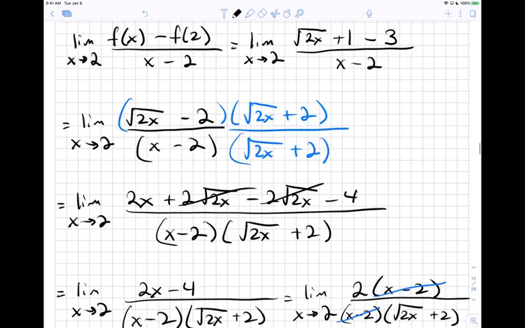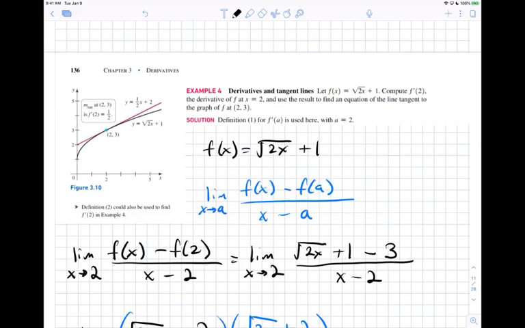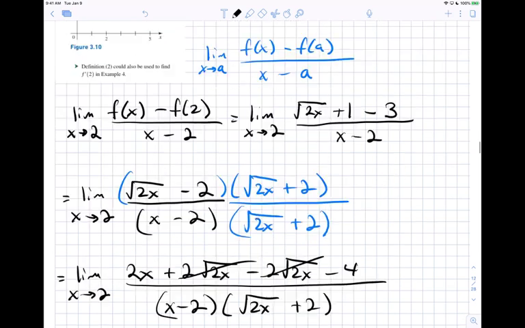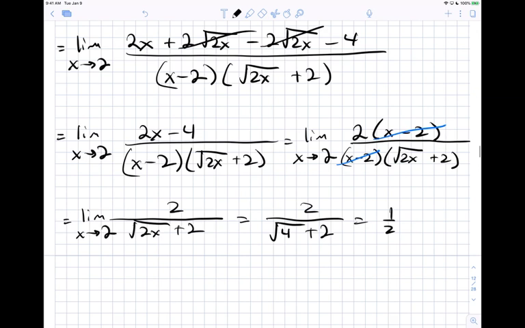So what are we finding? Compute f prime of 2. So that should be 1/2. We got a half.